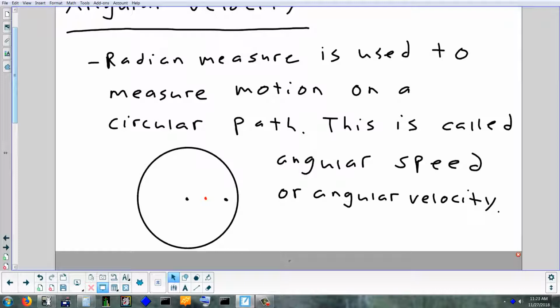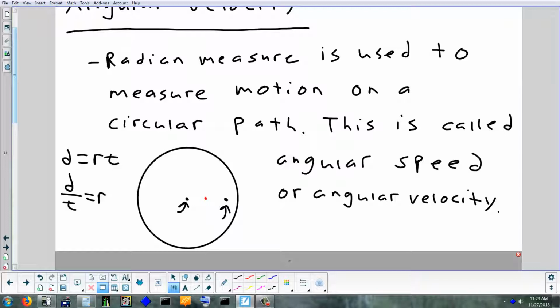Which dot traveled the farthest? Yep. The one closest to the outside. Yeah, this one traveled the farthest. The one here looked like it didn't even move at all. So let's think about the distance formula. Distance equals rate times time, or distance divided by time equals the rate.